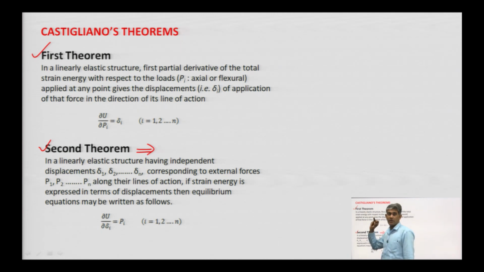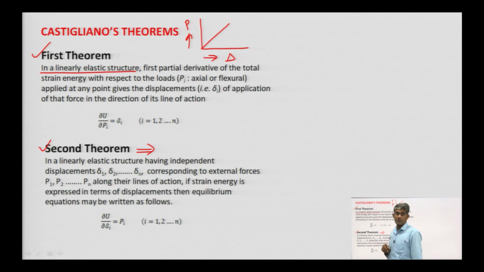The first theorem states that in a linearly elastic structure, a linearly elastic system... what is the meaning of a linearly elastic system? A linearly elastic system means deformation and load are always linear. Okay. If it is linear, then the external work done will be the area, and the value of this area is P into delta.